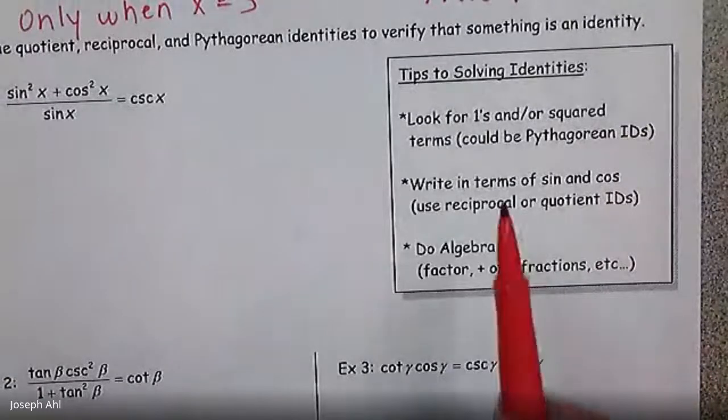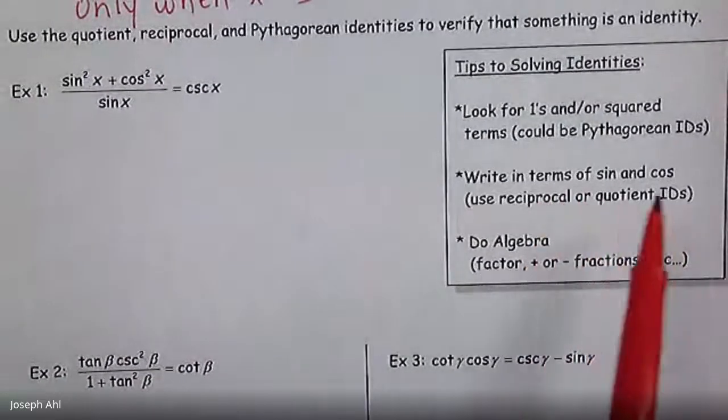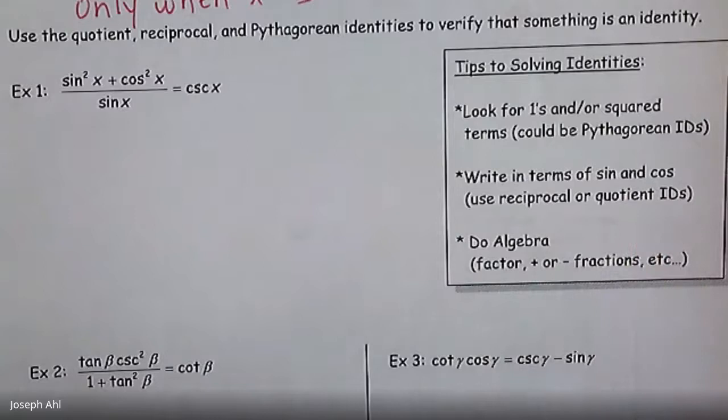All right, step 2, write in terms of sine and cos. So that's usually a good hint. Every single trig function can be written in terms of sines and cosines using the reciprocal identities and those quotient identities, right? If you have tan, that's sine over cos. If you have cotangent, cos over sine. So maybe it's a good idea to make everything in terms of sines and cosines to be able to simplify.